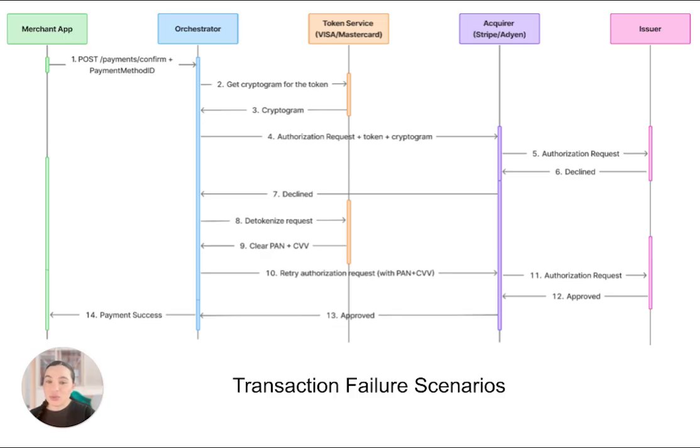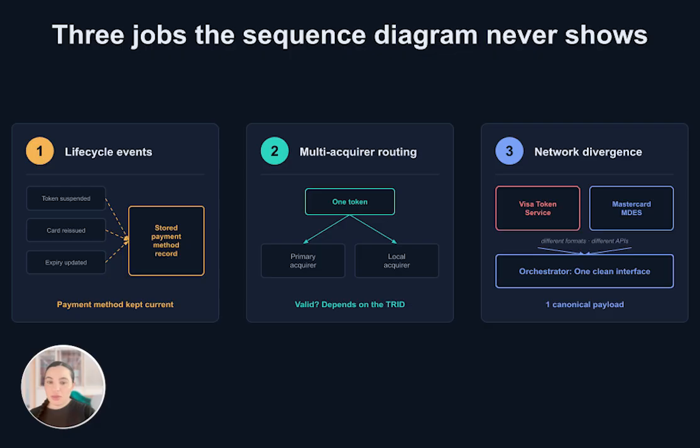It would have to decide which retries are even allowed, since not every merchant wants card number fallback. And it would have to log which path each transaction took, so you can actually tell whether tokenization is earning its keep. Now, there are three more jobs that don't really fit on a sequence diagram, but they matter, so let me name them quickly before we move on.